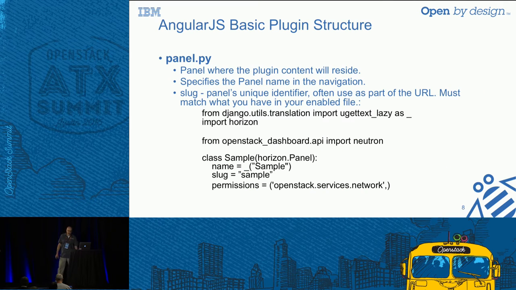So let's take a look at that panel.py. The panel.py specifies the name that's going to show up in the navigation. At the point where I took this screen capture, you can see the name Sample here would actually show up in the left side navigation of Horizon. It includes a slug, which is the panel's unique identifier. It's going to end up in the URL for some of the Python Django-related interactions. And finally, it says who can see this panel, or what services need to be available for my panel to be relevant. Here, the sample we're building is built on interacting with the Neutron service. So I've indicated that the network service should be available in order for this plugin to show up.